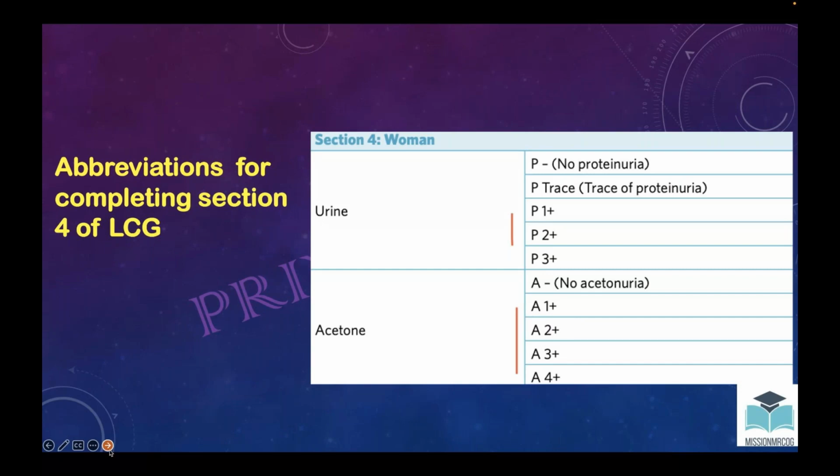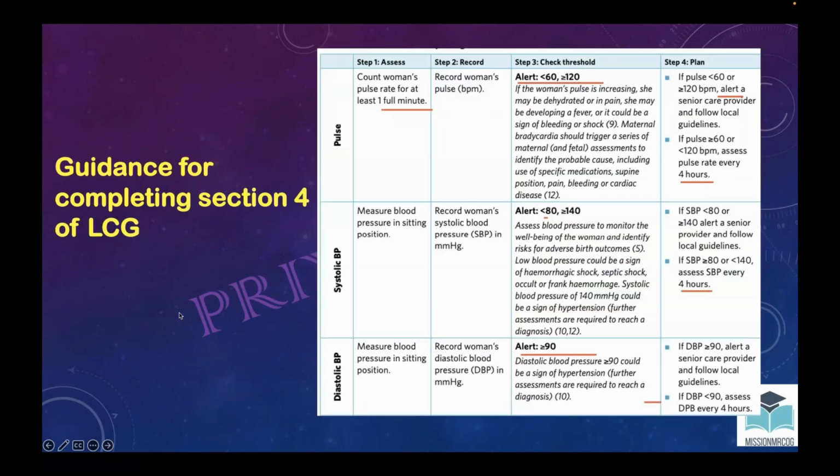Now what will be the guidance for filling section 4 of LCG? First was the pulse. They have to count the pulse for 1 minute, then record it, then check whether it is an alert or not. If it is less than 60 or more than 120, then it will be an alert. If the patient is alert, then they would inform the senior, and if it is fine, then they will record the pulse rate every 4 hours. This is the plan. Every 4 hours the pulse rate has to be recorded.